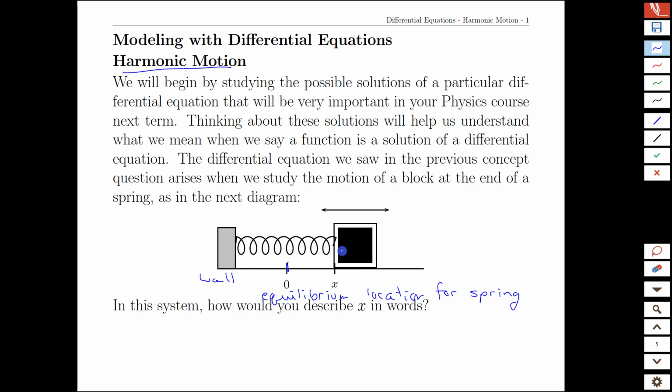Well, what we're talking about is imagining any possible scenario where we stretch the spring out, maybe give it a nudge, and then let it go. Just let it oscillate afterwards. And x of t in that case would be a prediction.